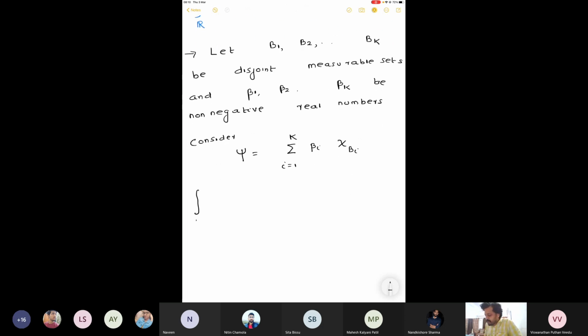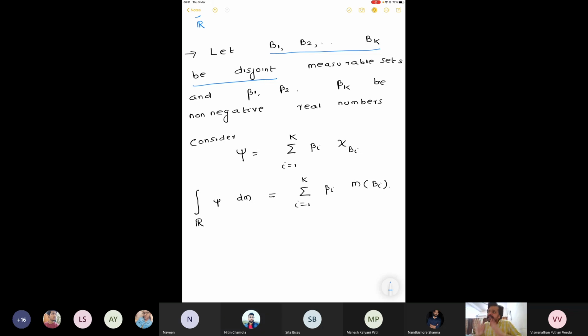However, we have proved that the integral over R of psi dm will be equal to summation i equal to 1 to k of the values taken, beta i, times the measure of Bi. So you can integrate a simple function which is not in canonical representation, with the assumption that the sets Bi are disjoint. So a slight improvement we did. Instead of working with canonical form, we can work with a slightly more general form. Is that okay?